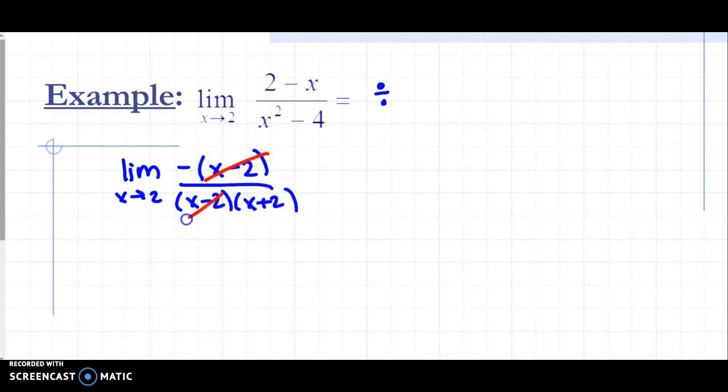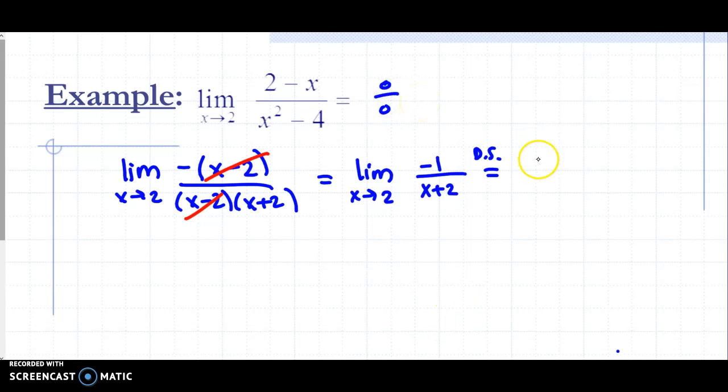And then I'm like, sweet, that rules. So now I just have the limit as x approaches 2 of negative 1 over x plus 2. Now can I use direct substitution? Sure. I just realized that this looks like a division symbol, and that's not what it's supposed to be. Alright, direct substitution, I get negative 1 over 2 plus 2, so I get negative 1/4. And that is the limit.